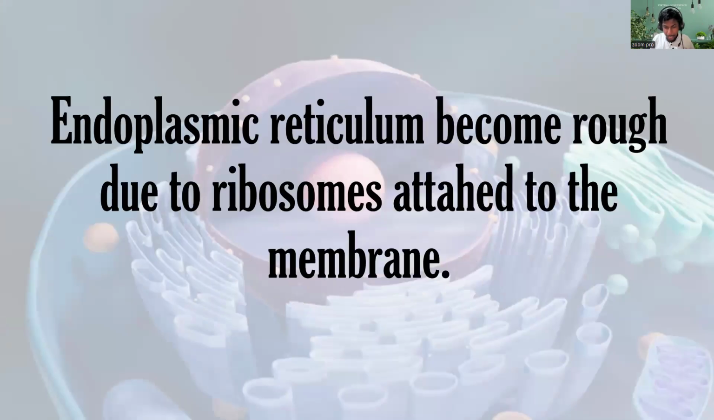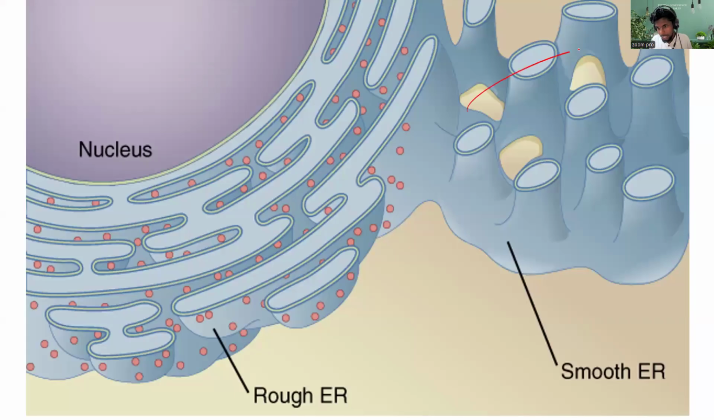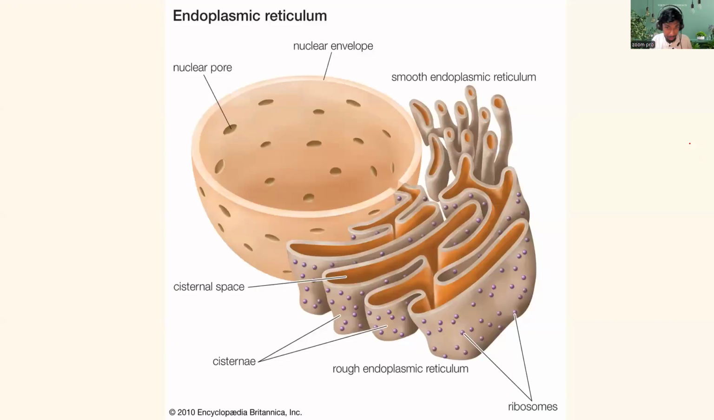Right. And the second one is the smooth endoplasmic reticulum. Here they don't have the ribosome on the surface, so that's why the surface is very smooth. You know, on the face, if you have pimples, what will happen? The skin will be rough, right? Because of the pimples. In the same way, if there are no pimples, the skin will be very smooth. That is the simple theory. Smooth means they don't have pimples, they don't have ribosomes. So that's why the surface is very, very smooth.